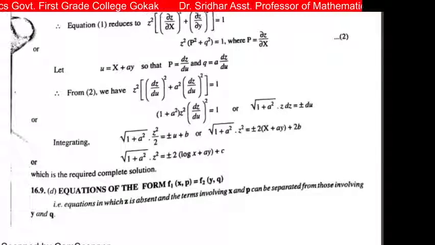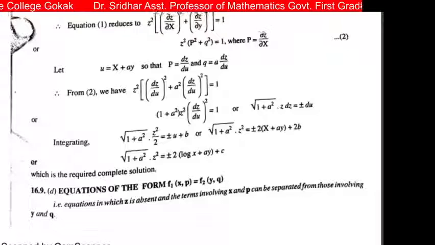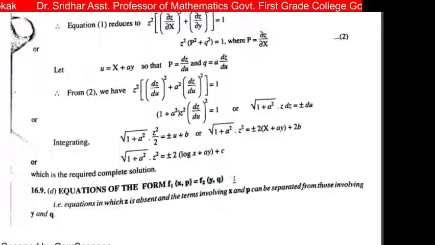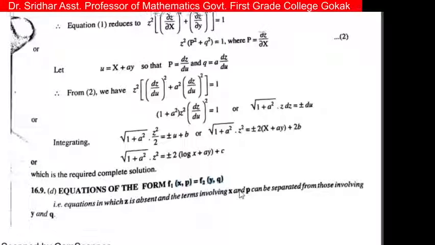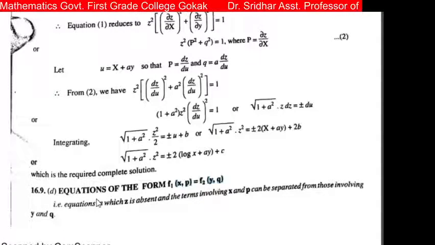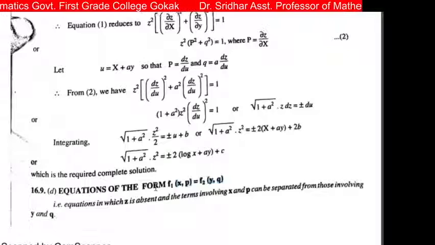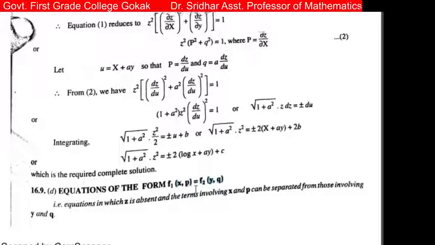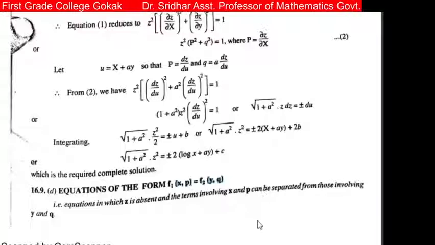Good afternoon, students. So today we see one more type of nonlinear equation, that is f1 of x, p is equal to f2 of y, q. In this case, the equation only has p, x and q, y present. So this type of equation is denoted by f1 of x, p is equal to f2 of y, q.